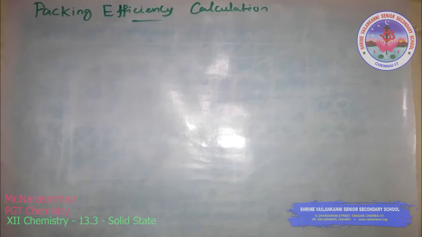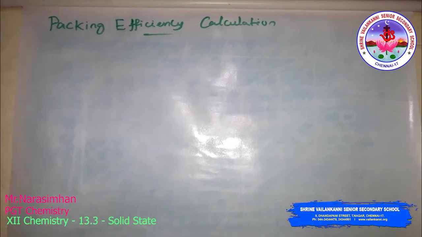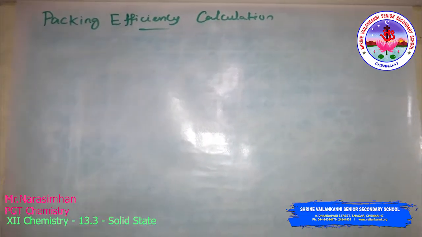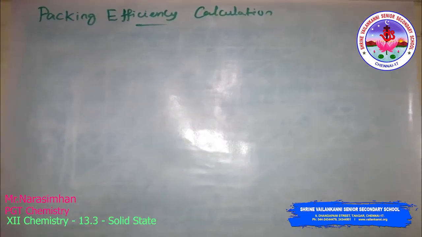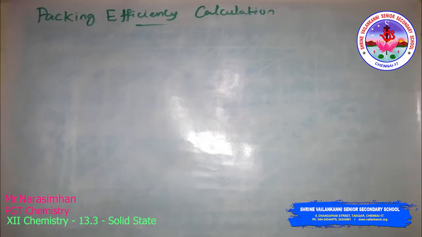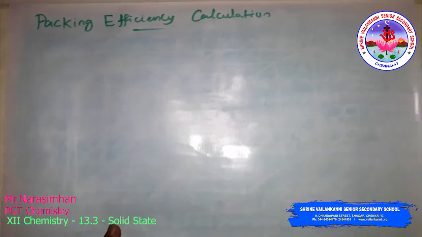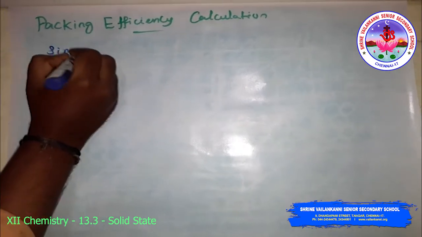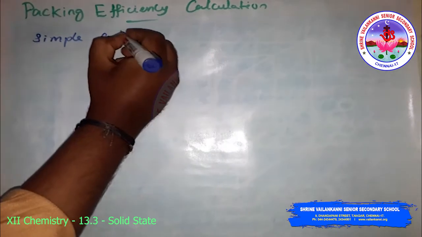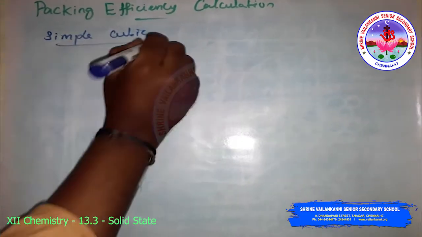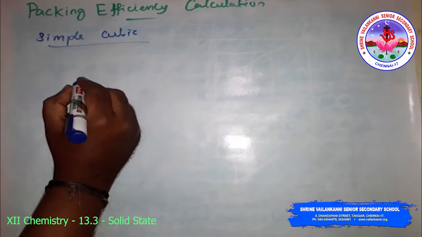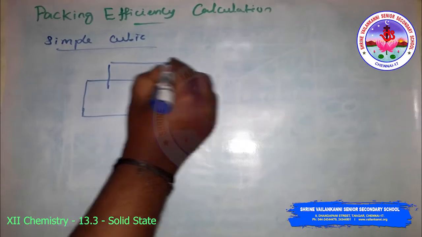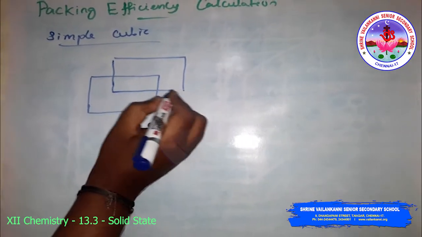Packing efficiency calculation. First, you want to know the atomic radius of the simple cubic, body centered cubic, and face centered cubic. Take a simple cubic, finding the atomic radius. A simple cubic, you know that they have the 8 corner atoms.